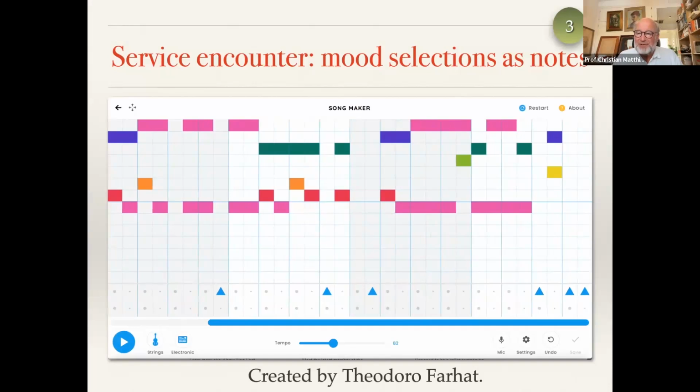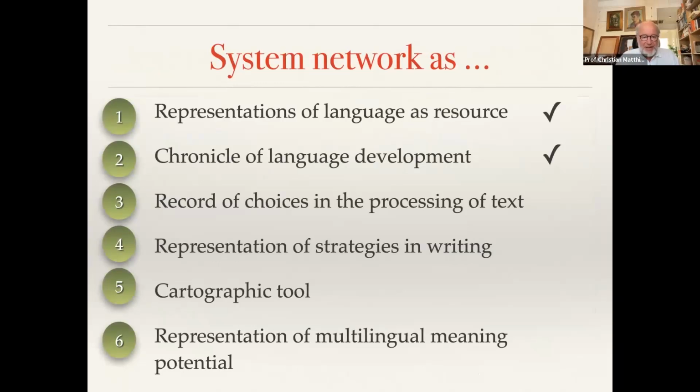So this is what happens in a telephonic service encounter. The rectangles are below, these are minor clauses, used by the interactants, so back-channeling, tracking, saying, I'm with you. So that was the third point, recording of choices and process of text.